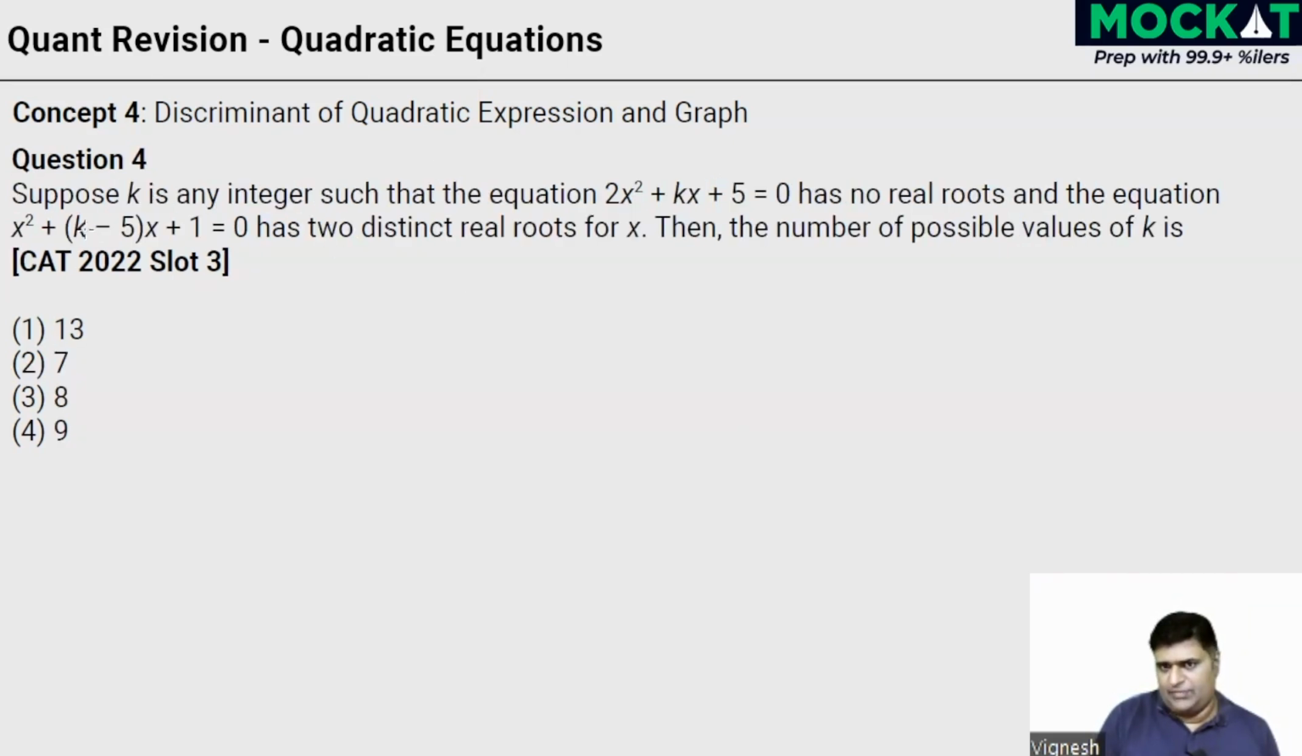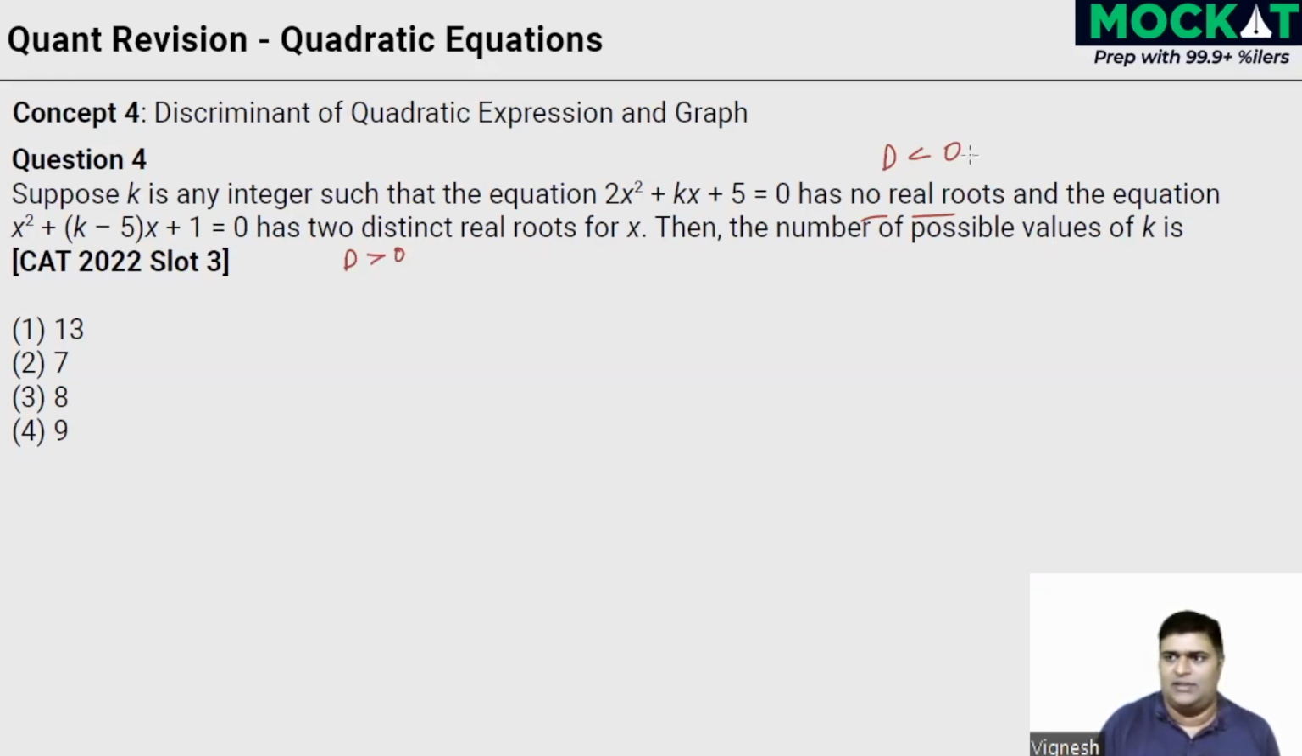So next question, suppose k is any integer such that the equation 2x square plus kx plus 5 equals 0 has no real roots. Discriminant over here is less than 0. And the other equation has two distinct real roots. In this case, discriminant is going to be greater than 0 because of distinct real roots. Then the number of possible values of k is going to be what?